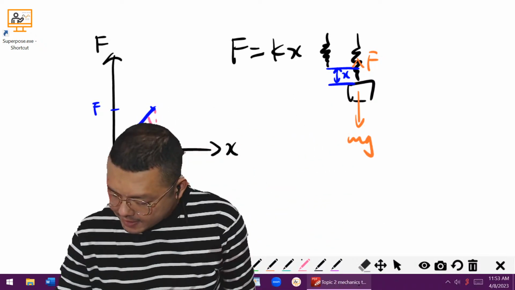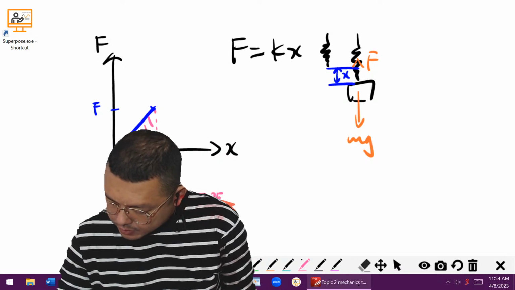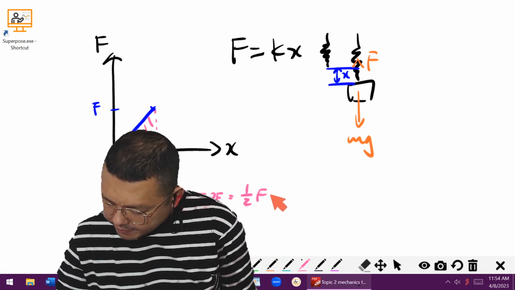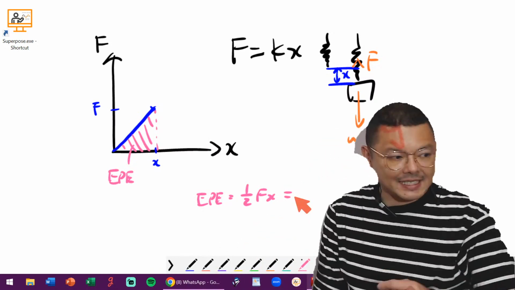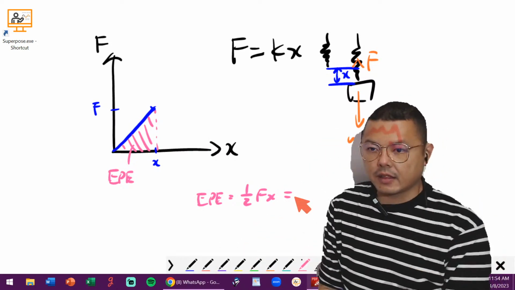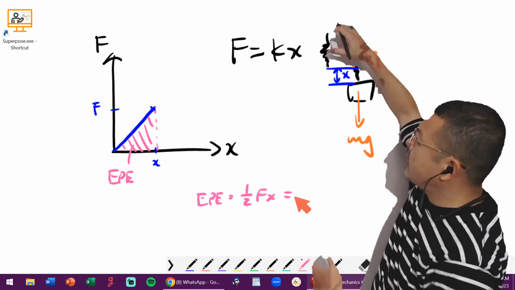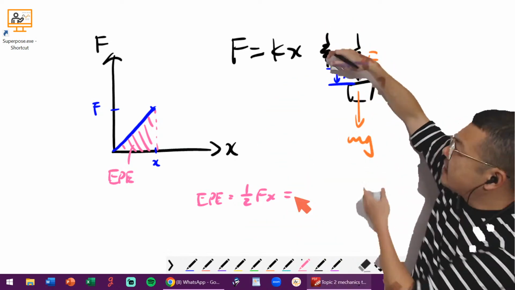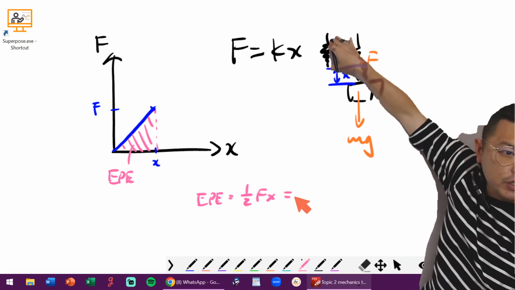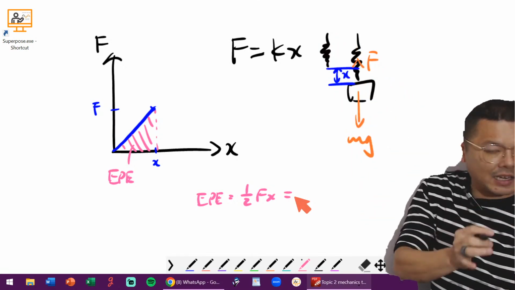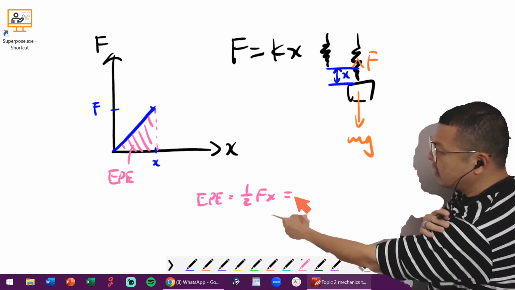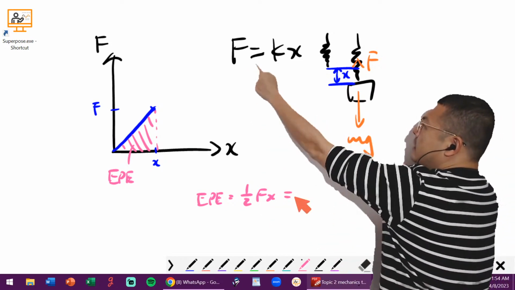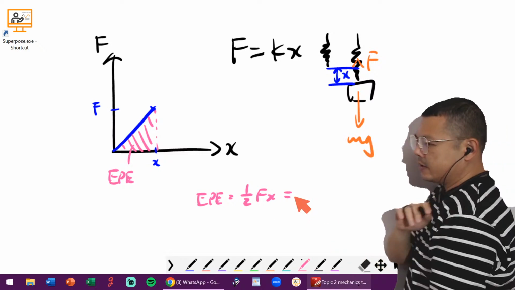So the EPE equals half F times x, right? Half of the force times the extension. Again, x stands for extension, not the length. If they give you the total length, you must minus away the original length to get the extension. Keyword is extension. Always remember it's about the extension, half Fx. Now I want you to sub out this F for the kx, and therefore what's the equation?